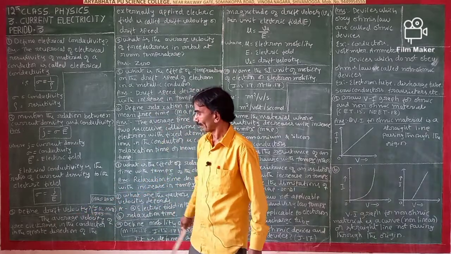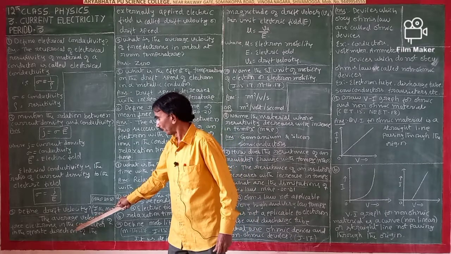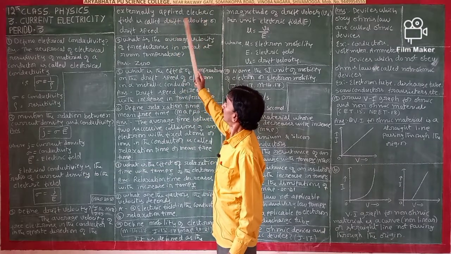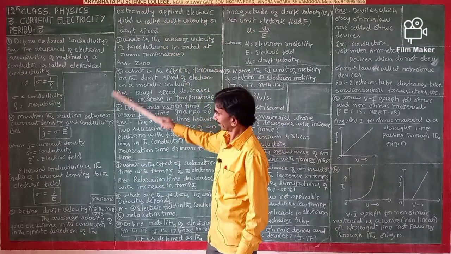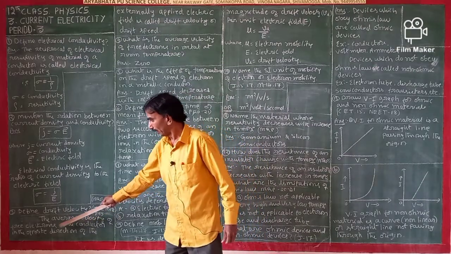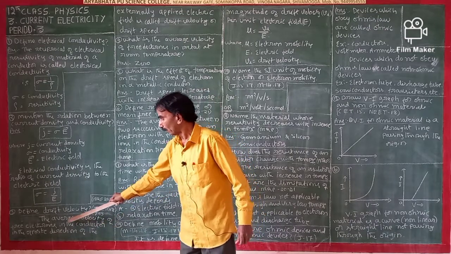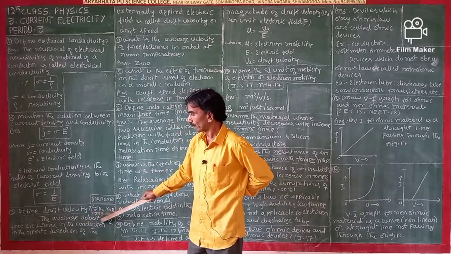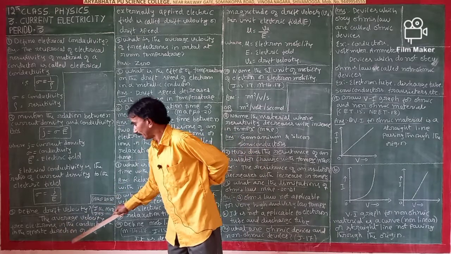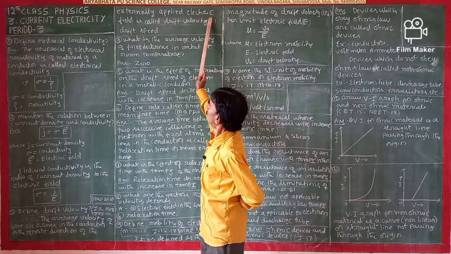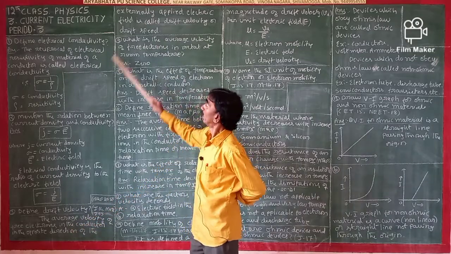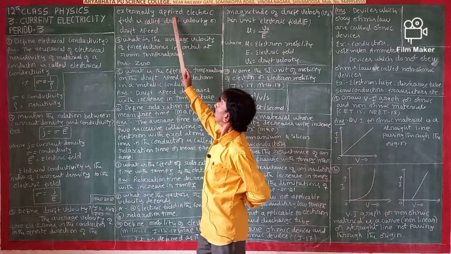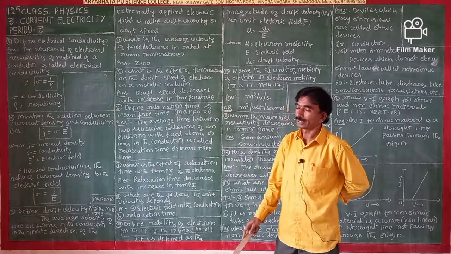Define drift velocity. The average velocity of free electrons in the conductor in the opposite direction of the externally applied electric field is called drift velocity or drift speed.